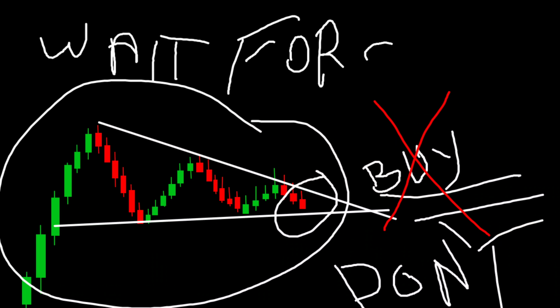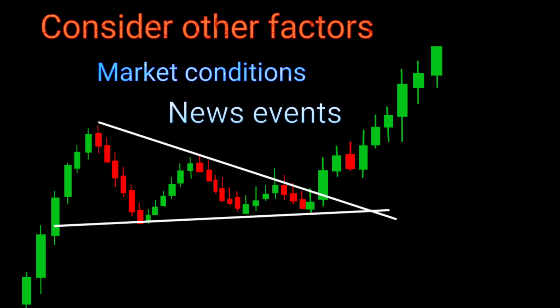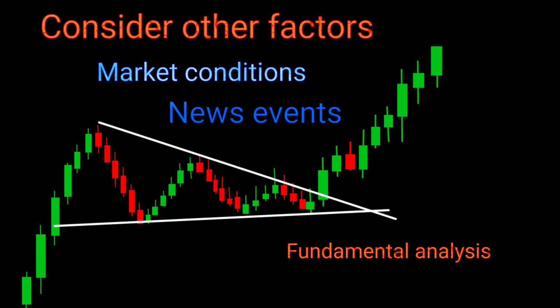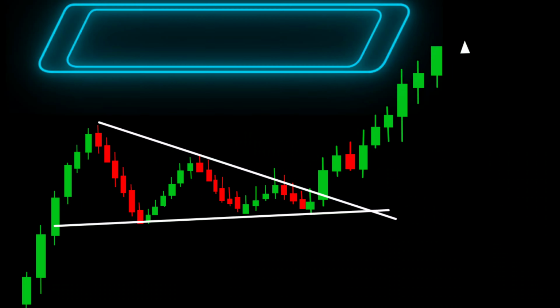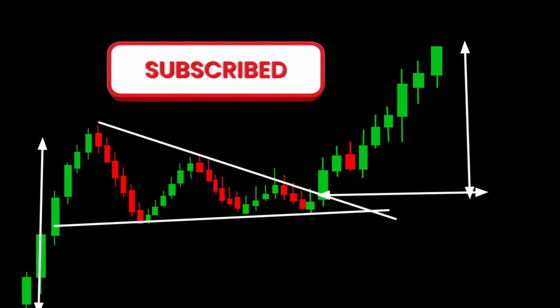Don't jump into a trade solely based on the formation of the pattern. Wait for a confirmed breakout and consider other factors like market conditions, news events, and fundamental analysis. Don't neglect risk management. Set realistic profit targets and adjust stop-loss levels as the trade progresses to protect your capital.